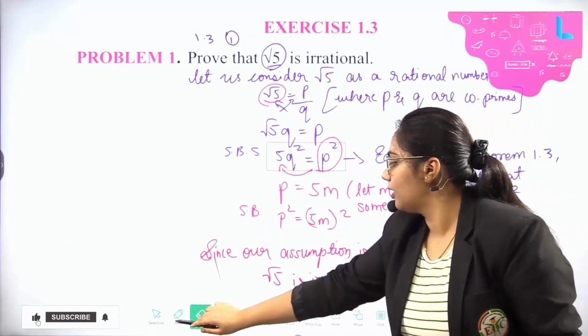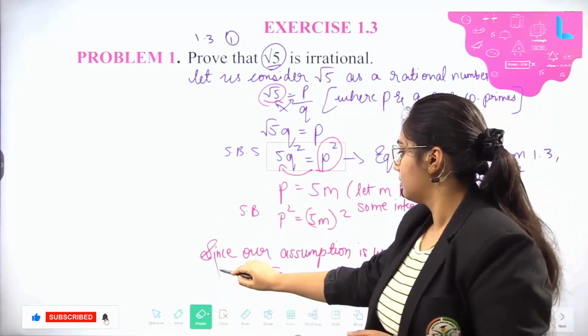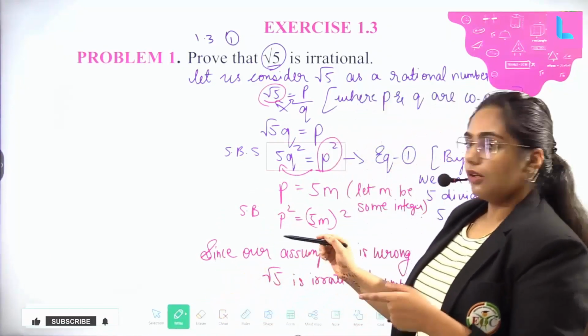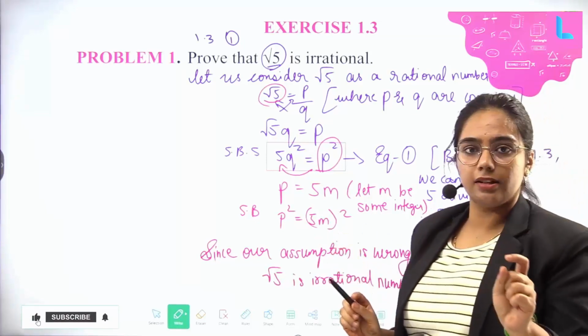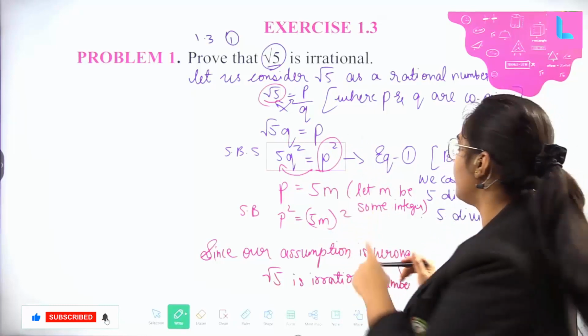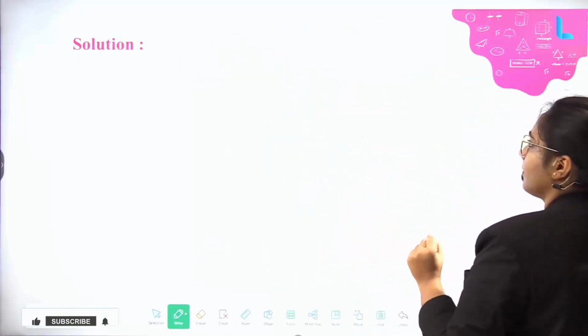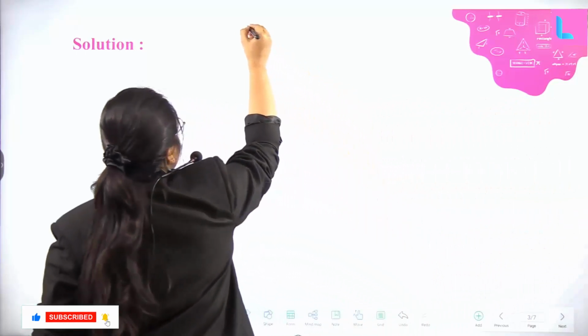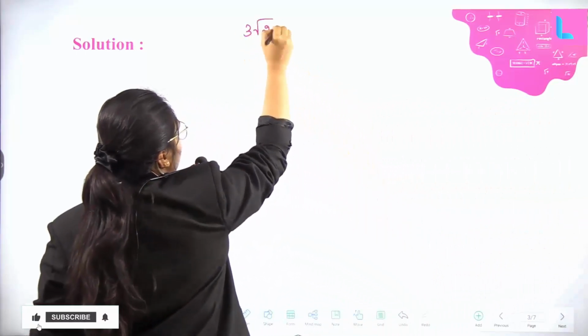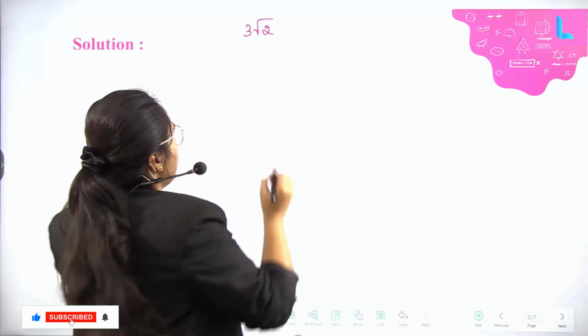See, by this, you already know that root 2, root 3, root 5, root 7, root 11, all these are irrational numbers. Using this as a basis, we'll be solving a few more questions. For example, yesterday, the last question which we had solved was root 3 plus root 2. I'd like to solve this again.